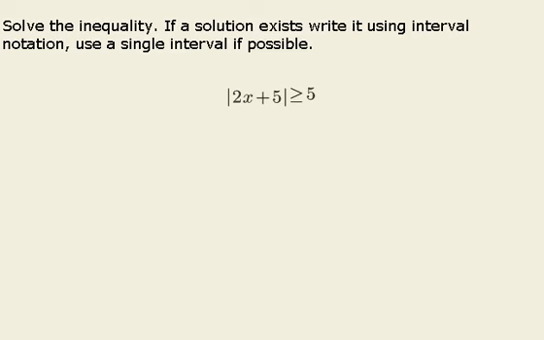Solve the inequality. If a solution exists, write it using interval notation. Use a single interval if possible. We have here the absolute value of 2x plus 5, greater than or equal to 5.